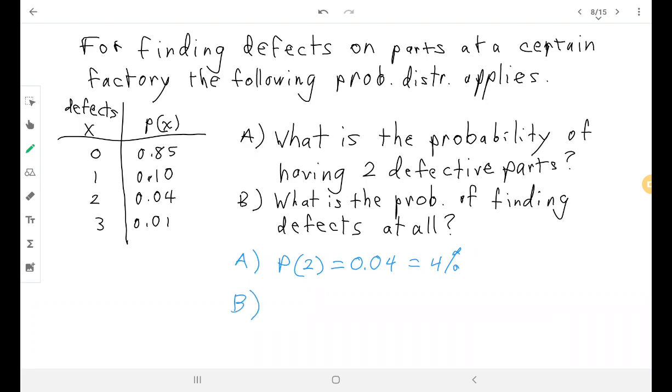So then let's talk about part B. What is the probability of finding a defective part at all? Okay, so this is where you can be really clever, because the probability of finding a defective part at all is almost the reverse, if you want to think of it that way, of never finding a defective part, right? And we know the probability for never finding a defective part. So I'm going to make a note here. Note, the probability of 0 defective parts is 0.85, 85%, right?